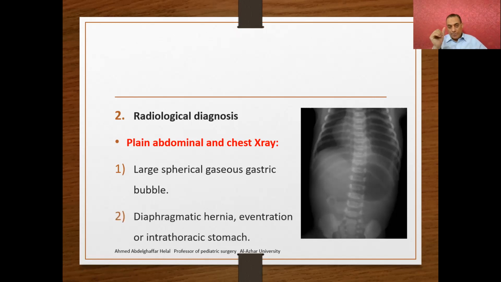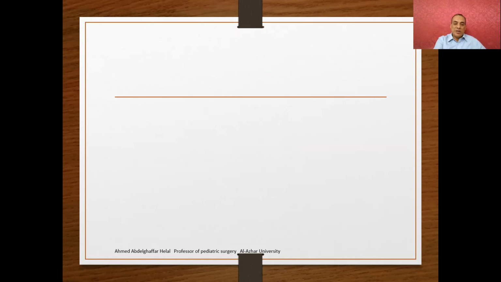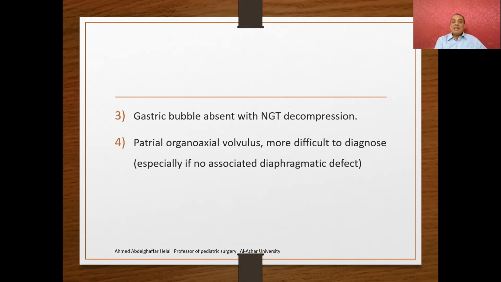So it is very important to know that the plain abdominal and chest X-ray is essential for diagnosis. Large spherical gaseous gastric bubble, number one. Number two, diaphragmatic hernia or eventration or intrathoracic stomach may appear in the plain X-ray film. Gastric bubbles may be absent, yes, with nasogastric tube decompression. If you succeed in entering the nasogastric tube, or if the volvulus happened after nasogastric insertion, there will be no gastric bubble.